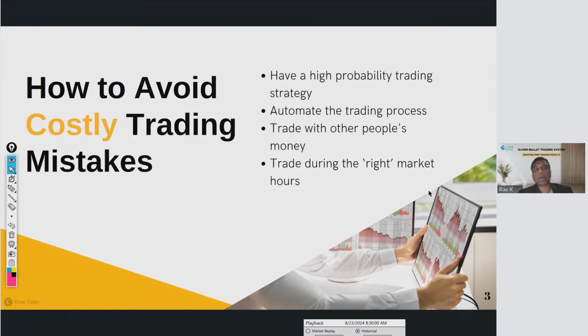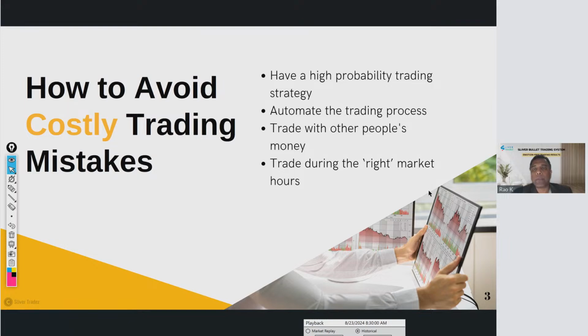So to avoid costly trading mistakes, we must use only high probability strategies. Use high probability strategies, automate the trading process as much as you can. Not everything can be automated, but the more steps in the trading process you can automate, the better. And use other people's money.